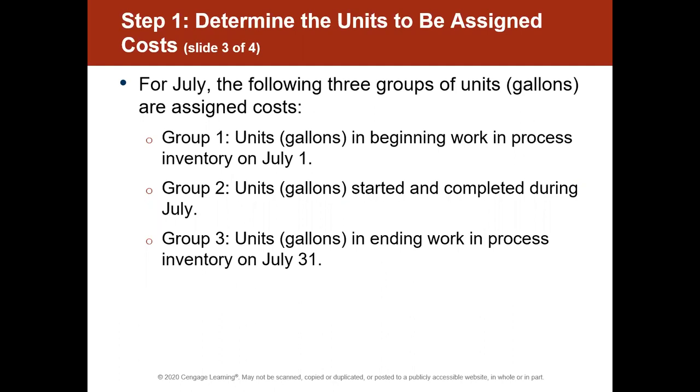So for July and for each period of time, what we usually do is assign our costs to 3 groups of units, okay? Group 1 are the units that were in process at the beginning of the month. Group 2 are units started and completed during the month. And group 3 are units in ending process. This helps us to break down the costs in a way that's usable to us.